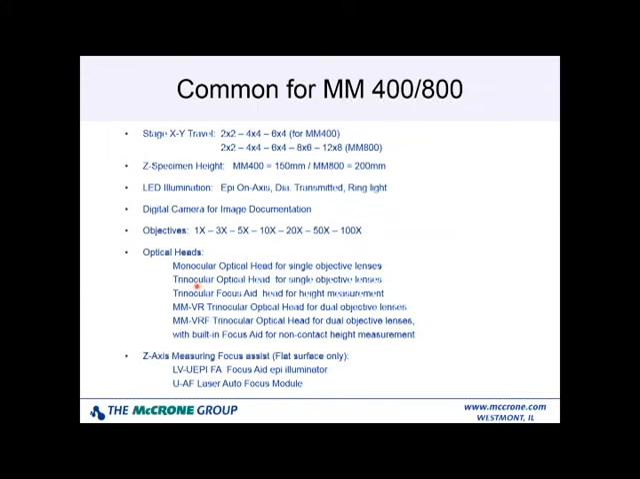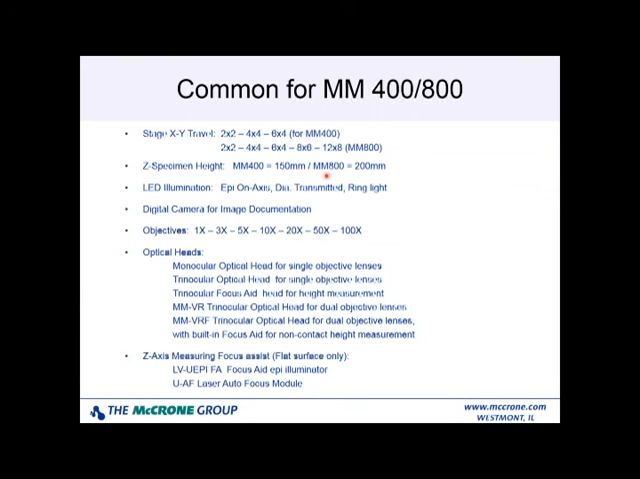Some common features for both the MM400 and 800. They have similar stages, but the MM400 can only go up to a 6x4, whereas the MM800 can go up to a 12x8. Because the MM400 is shorter, with a smaller stage, you have a maximum Z height of 150 millimeters, whereas the MM800 gives you an extra 50 millimeters of height.